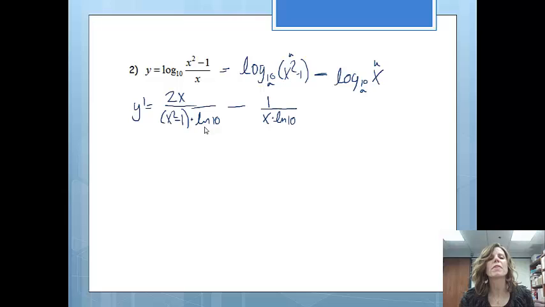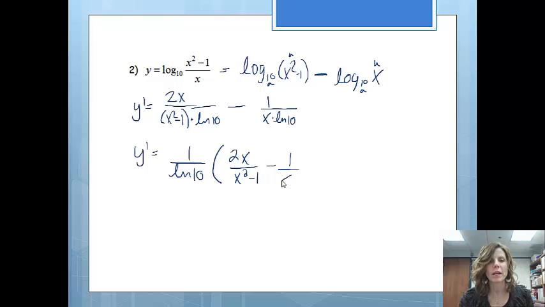The one thing that I'm going to do to clean it up, I do notice that they both have that natural log of 10, so I'm going to factor it out. So I'm going to factor out 1 over the natural log of 10 because the natural log of 10 is on the bottom. And then let's just look at what we have left. Then we're going to have 2x over x squared minus 1 minus 1 over x. And that's how we can actually leave our problem, and we should be good to go on that.